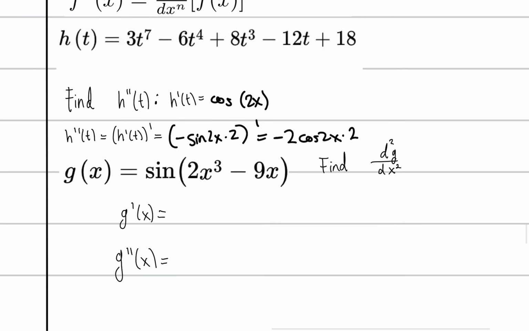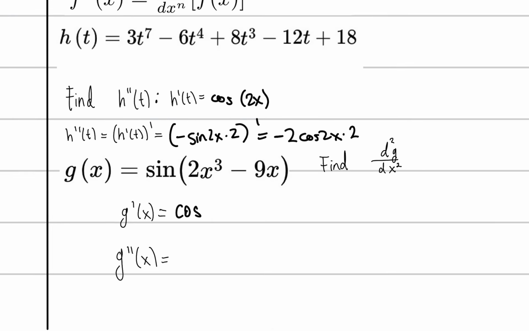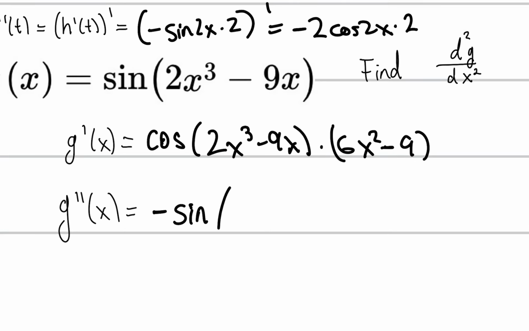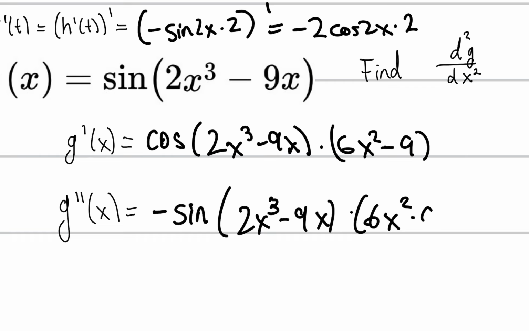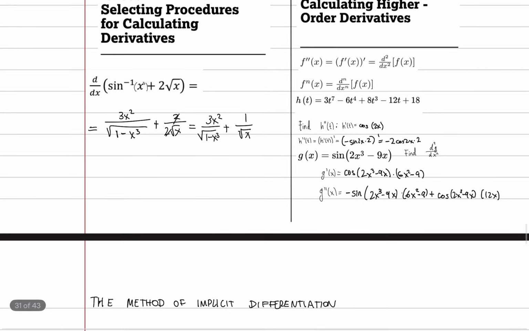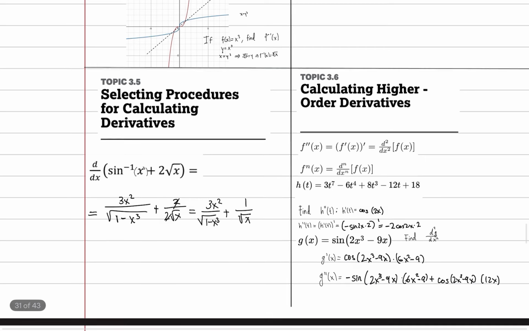And of course, for g of x, find the derivative and find the second derivative. Always go in order, right? So this is that multiplied by the derivative of the inside, which is 6x squared minus 9. All right, and if we want to take the second derivative now, we're going to use the product rule. So we're going to take the derivative of the left, multiply it by the right, okay, and add the left times the derivative of the right, well, of x. So that's how to calculate higher order derivatives, and that is all the topics in Unit 3.